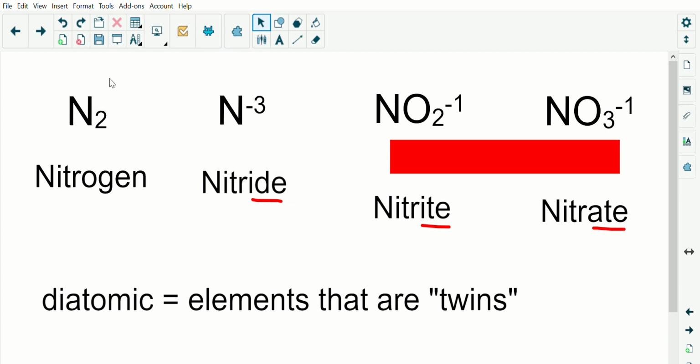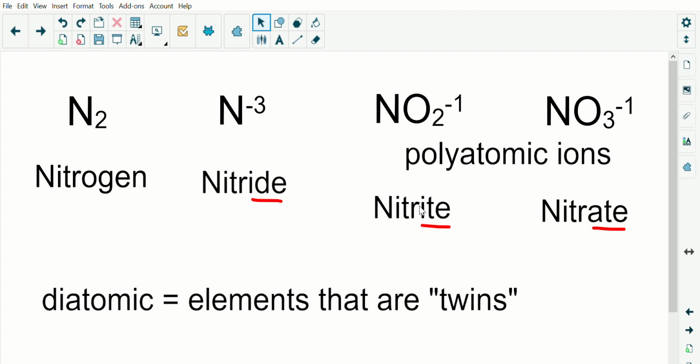These are two different things. This is nitrogen by itself. This is a nitrogen that's going to be, as an ion, connected with something else. And these two, with the oxygens connected, NO2 and NO3, these are polyatomic ions, and you can tell that they are named after different things.